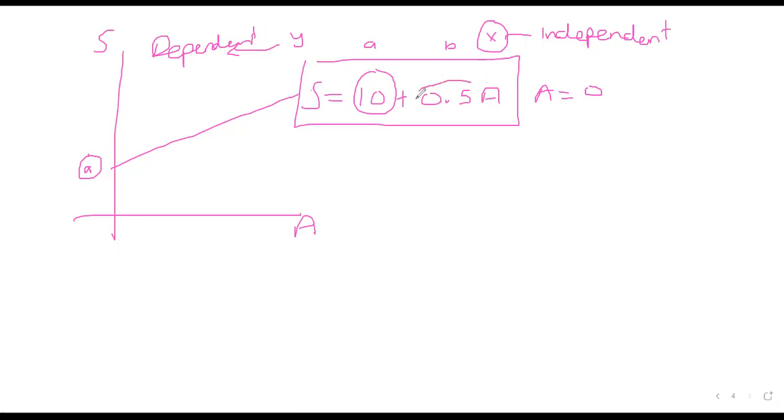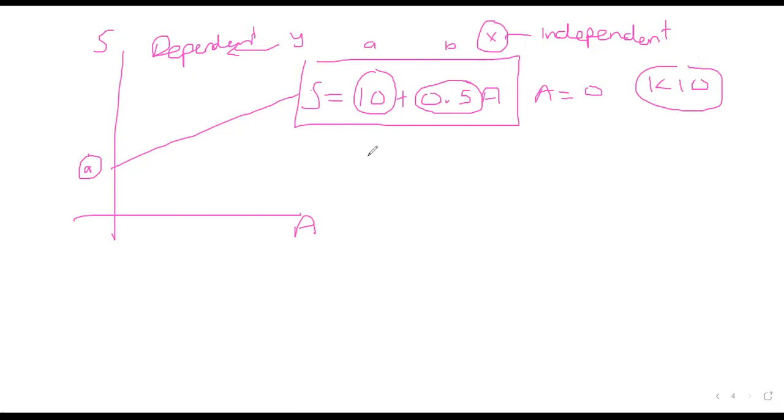So for every 1 kwacha increase in our advertising, there'll be a 0.5 increase in the sales. So this equation is what we call the regression or the prediction equation. You're able to predict, for instance, if you are told that you had 10 million advertising that was given to you, how much sales you expect.